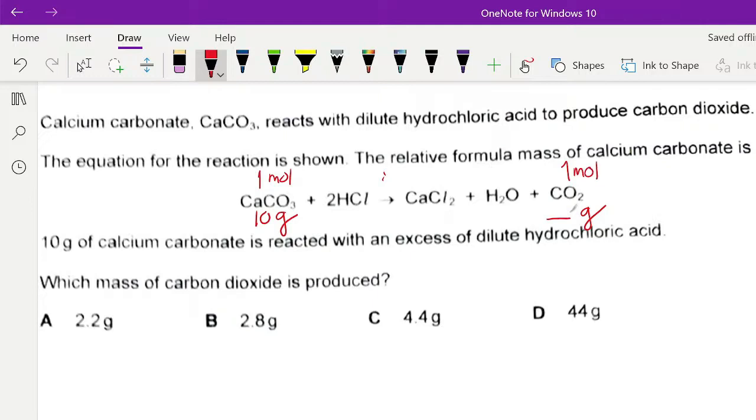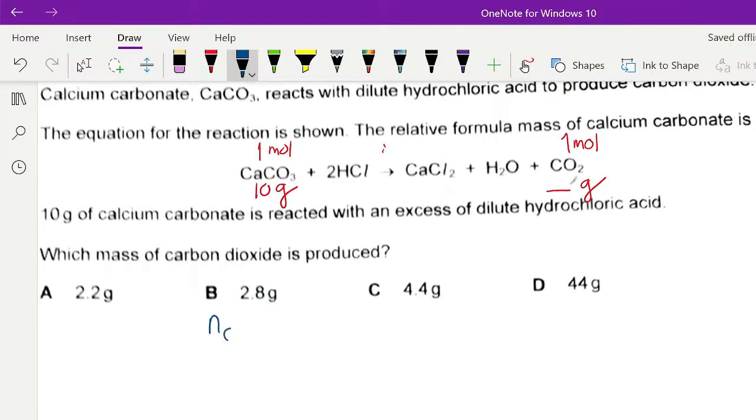But you don't know the moles, you only know the grams. So you need to first convert the grams to moles. So moles of calcium carbonate is 10 grams divided by the molar mass, which is 100, given here. The formula mass is 100, equals 0.1.